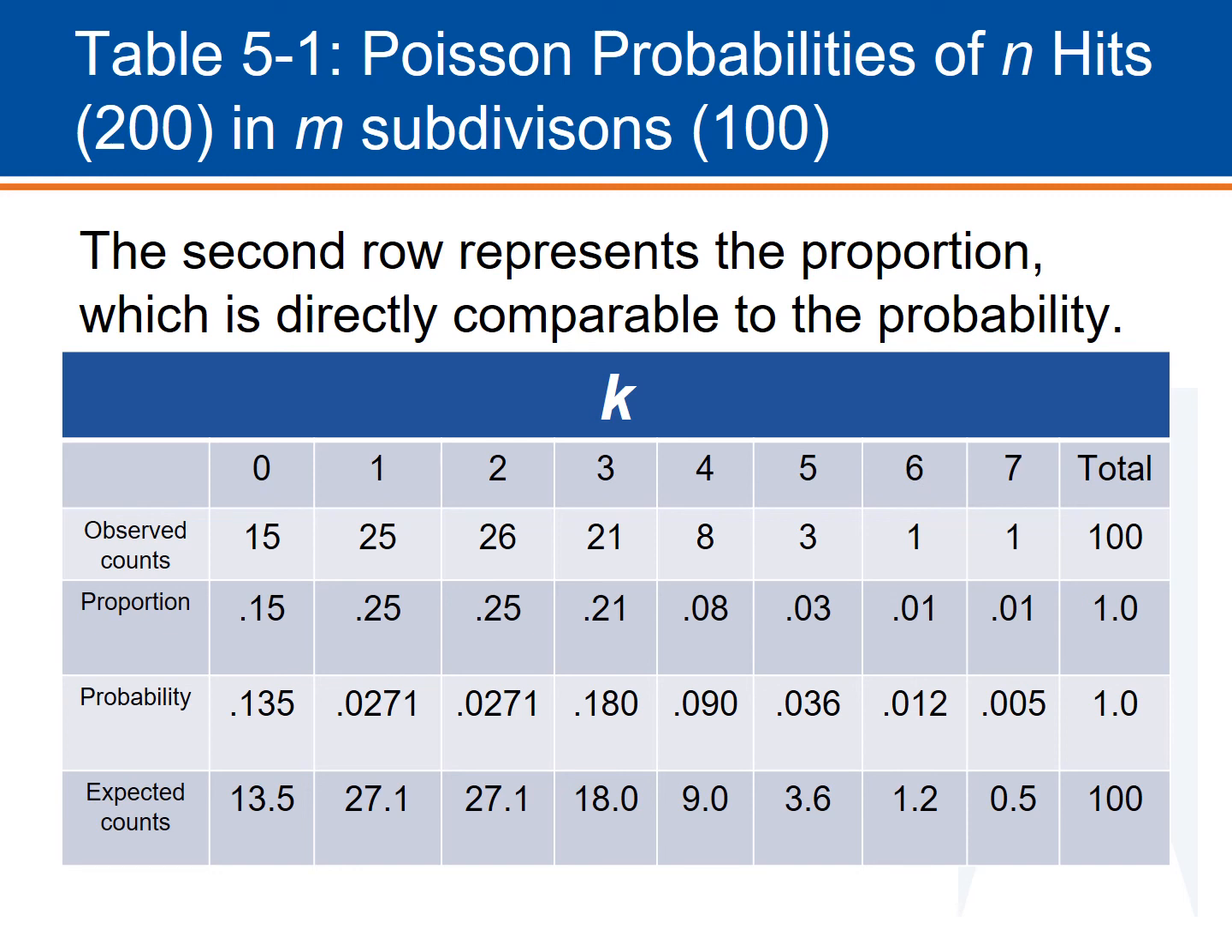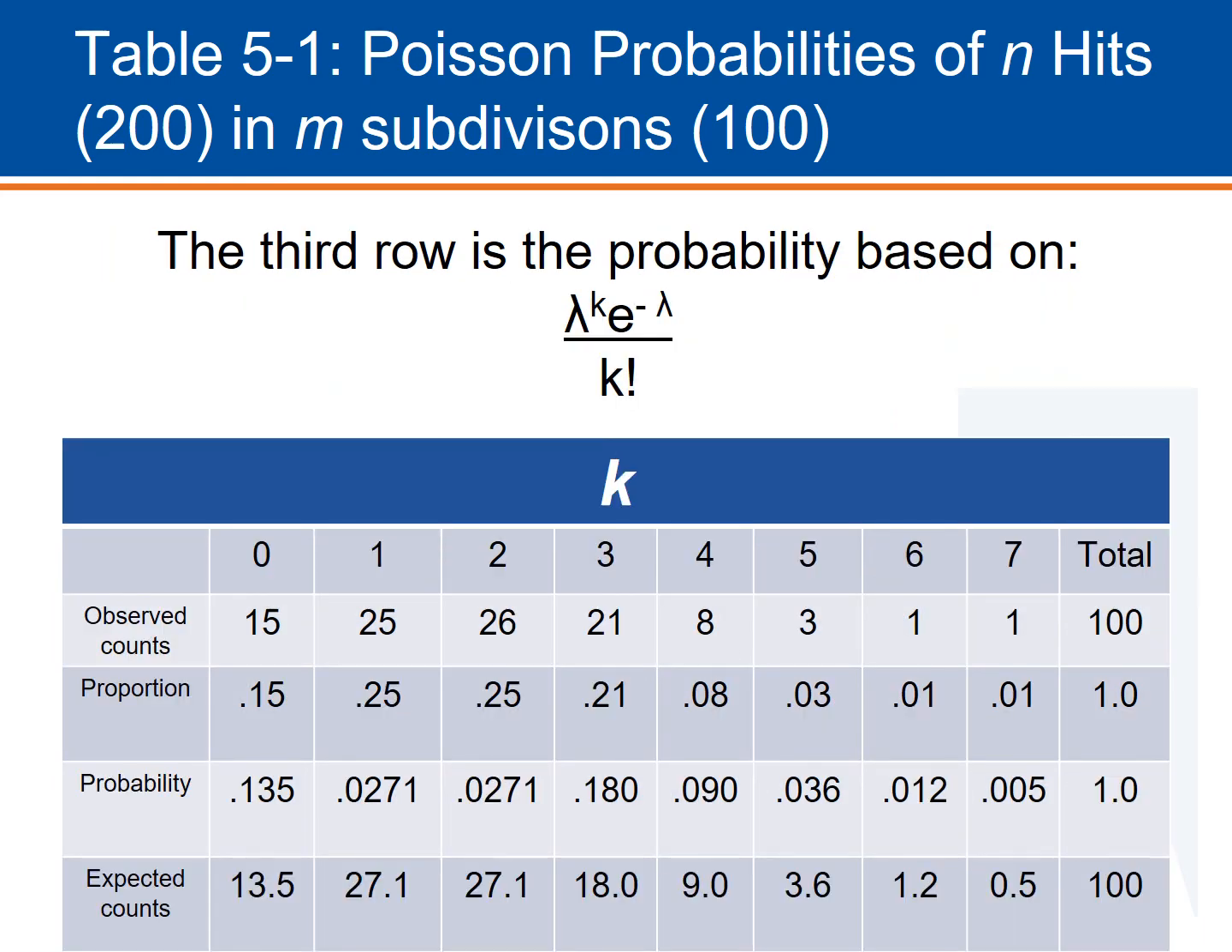They used a total of 100 to make it easy to follow the math, so 15 squares is a proportion of 0.15. The probability of no hits based on the formula is 0.135, which, when applied to 100 squares, would be an expected count of 13.5. The third row is the probability calculated in an earlier slide, making use of the formula for the probability given in the book.